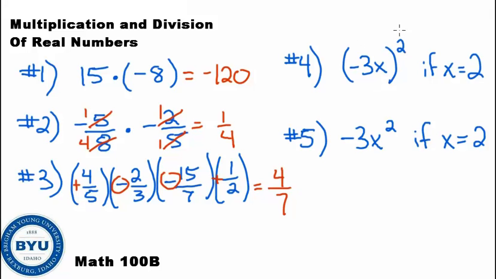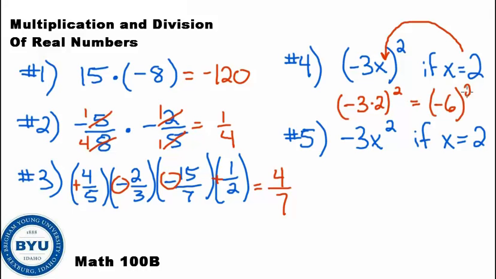On this next part here, we're going to plug the 2 in for x. We plug the 2 in, and I get negative 3 times 2, parentheses, squared. We're going to use order of operations, which means we need to do the parentheses first. So I get negative 6 in parentheses, and so I need to square negative 6. The answer there is 36.